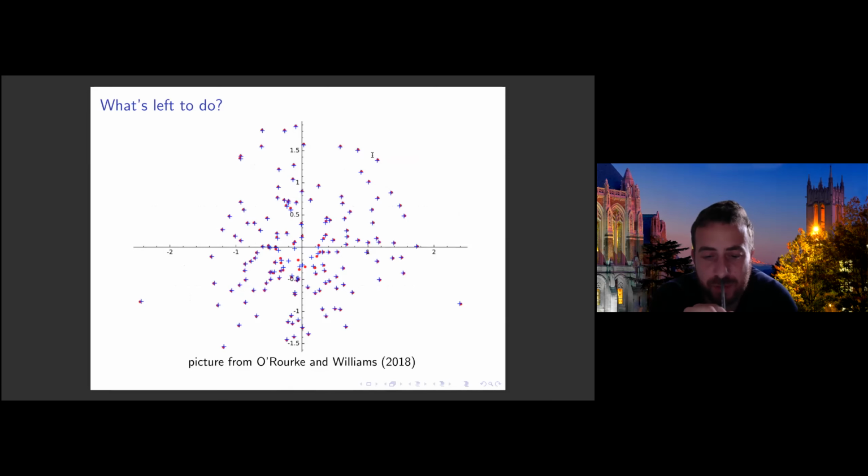Here's an example from a paper of O'Rourke and Williams. The red dots are the roots of a polynomial of degree, I think, 150, and the blue crosses are the roots of the derivative. And you see very clearly, this looks like the flow of particles in a vector field, taken at short consecutive times.